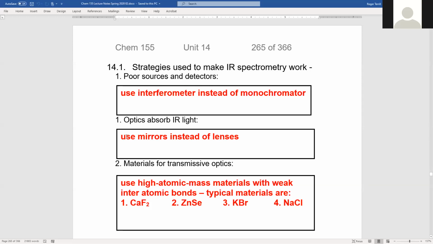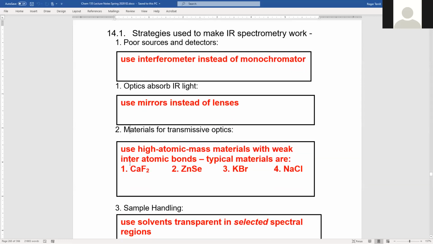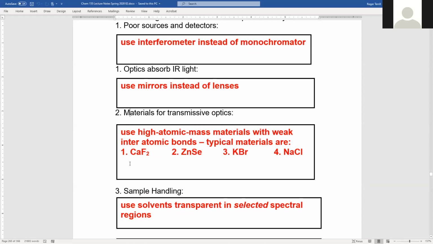Obviously, since silica optics absorb infrared, a lot of what's done is using mirrors. You can use aluminum or gold for a surface mirror, and they're very nice. Where you need to do transmission, for example through a beam splitter, you can use high atomic mass materials.